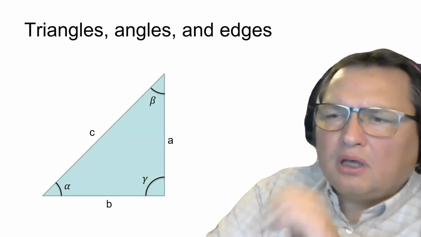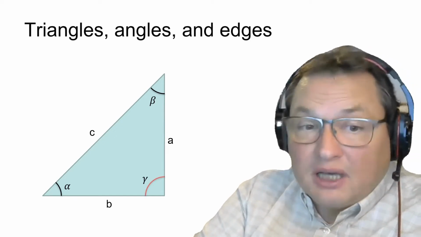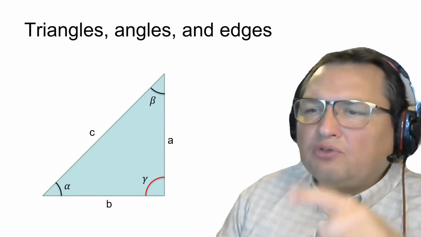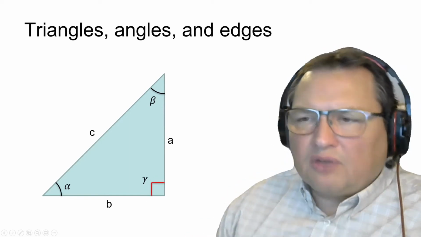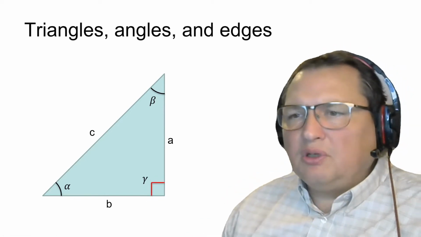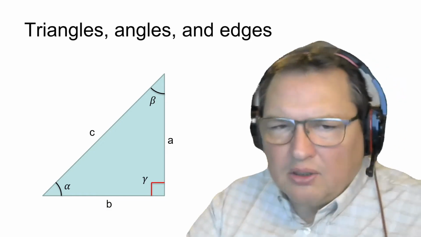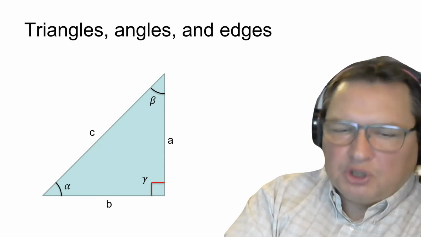Now, this triangle has also one more very important aspect, and this is the right angle. The gamma angle here has the measurement of 90 degrees, and we call it the right angle. It's so important that in trigonometry we even have a special graphical symbol for the right angle. And why is the right angle so special?